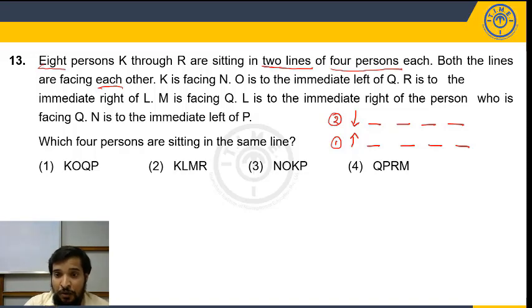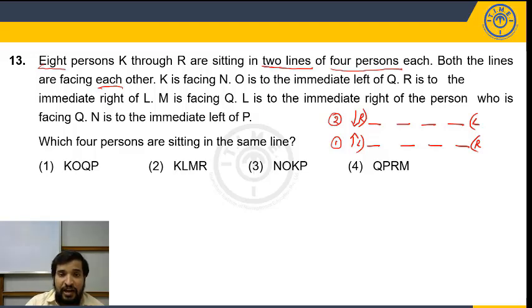Facing north means this is the left hand and this is the right hand, and facing south means this is the right hand and this is the left hand. Now see the points. K is facing N. I don't know where I should place K; either K is facing south or north. O is sitting immediate left of Q. R is to the immediate right of L. M is facing Q. Now we don't have any information directly, so we cannot place them.